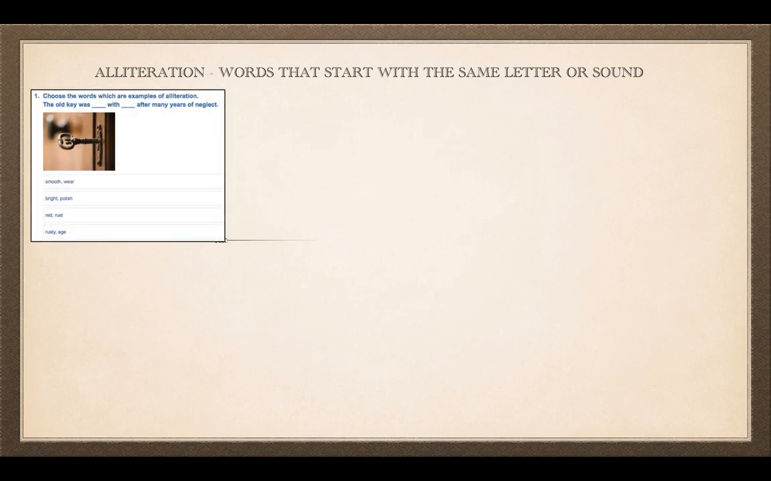So number 1, choose the words which are examples of alliteration. The old key was something with something after many years of neglect. So you need to select the two words from below. Are they smooth and wear, bright and polish, red and rust, rusty and age? Choose the two words that are examples of alliteration.